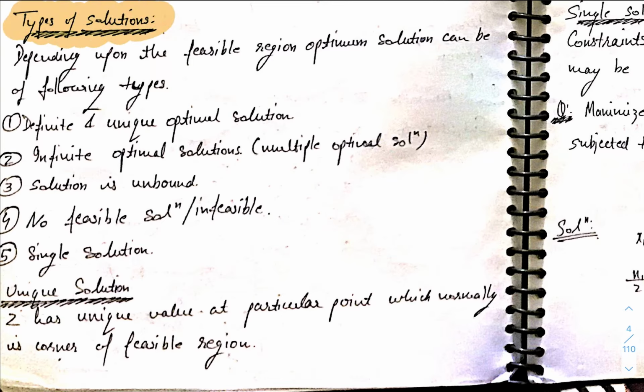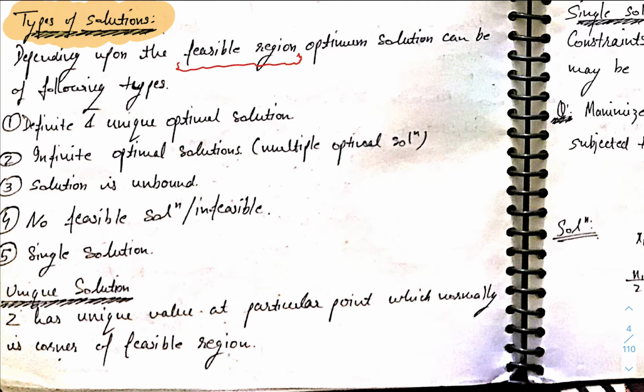Right now we are only looking at two equations. I'm not going into many equations; we will see in further classes, while studying the simplex method, how to solve those problems. Up till now, I'm talking only about the graphical method. Now let's see the types of solutions. What's written here? Depending upon the feasible region, which you already know, the optimum solution can be of the following types.